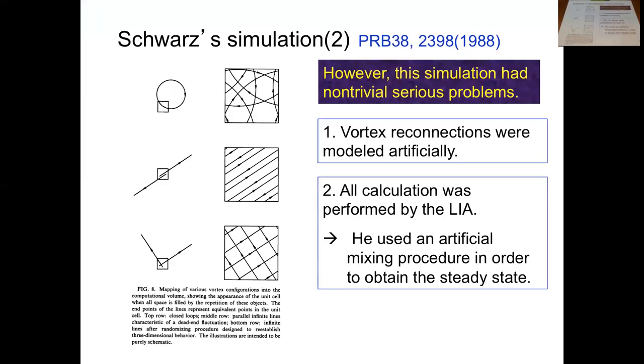The second problem is probably more serious. All calculations were performed with the LIA. As a result, Schwarz used an artificial mixing procedure to obtain the steady state. When the vortex tangle becomes developed, most of the tangle becomes perpendicular to the flow field. So Schwarz rotated half of the vortices by a right angle with some frequency in order to obtain the steady state. Of course, this is not physics. This is an artificial procedure.